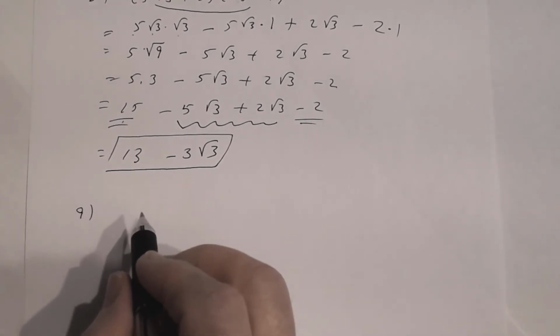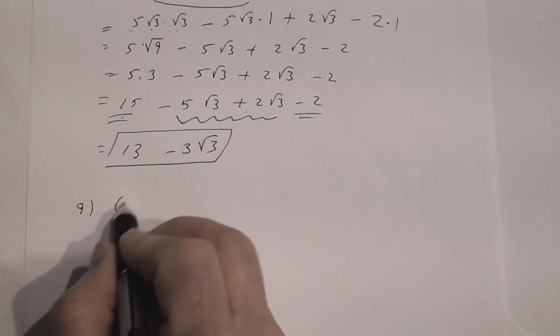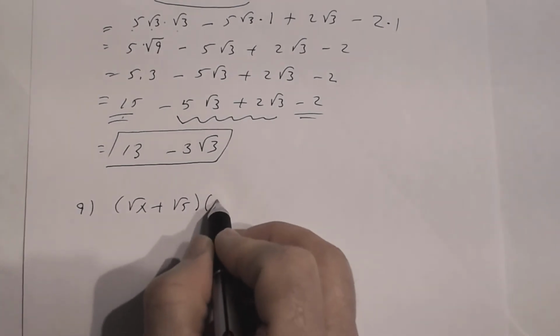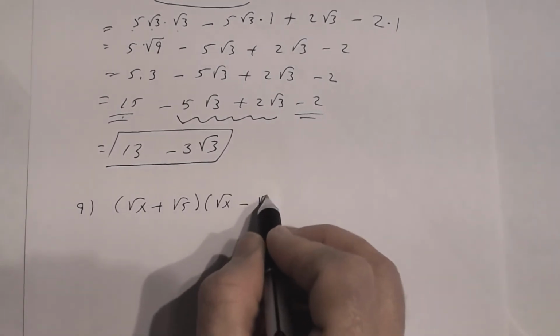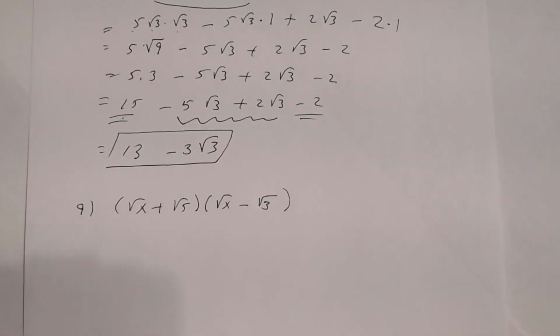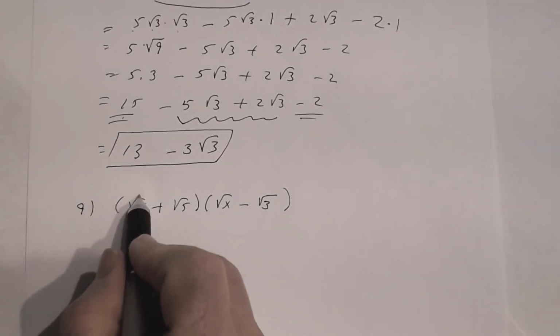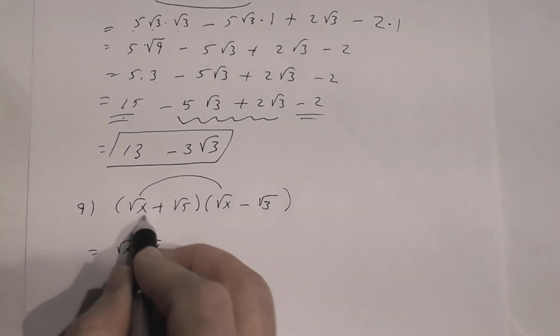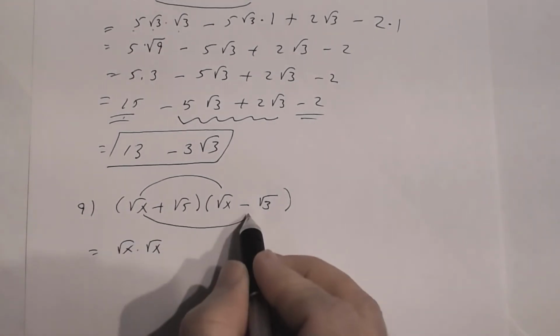Number 9, let's suppose we have this for number 9. Square root of x plus square root of 5 times square root of x minus square root of 3. Okay, so let's use the FOIL method. So I have first times first: the square root of x times the square root of x. The outer, a positive times a negative is a negative.